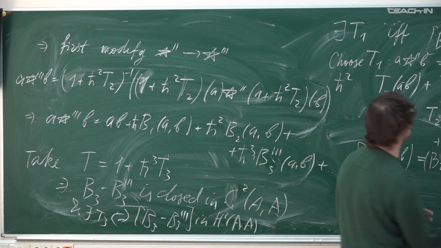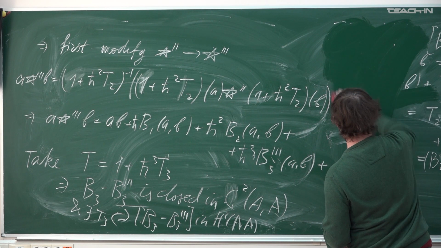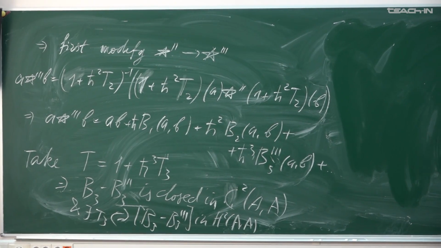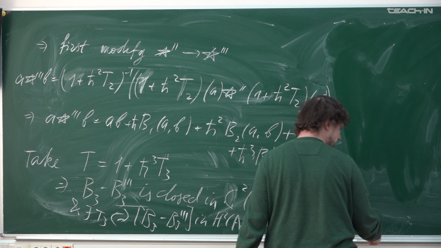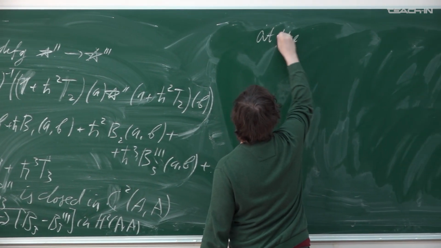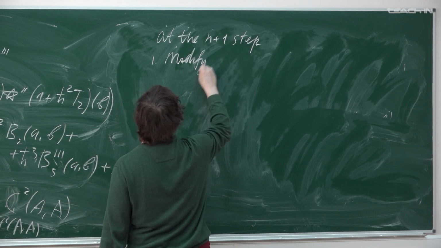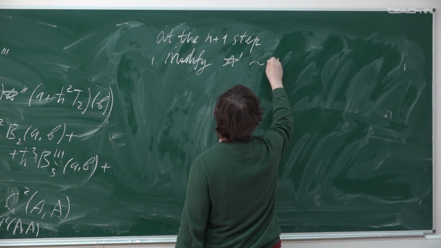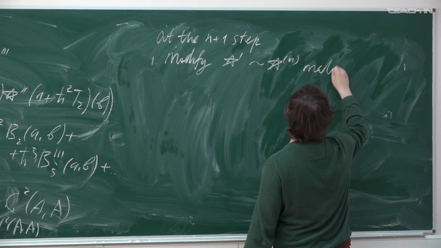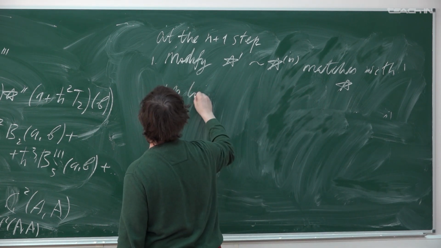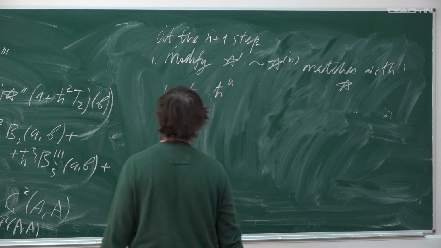So at the nth step, we first modify the star product so that the new star product would match the given star product up to degree n. It will match with the original star product up to degree n. So at the n plus first step, first modify the star product so that star n matches with the given star product up to h bar to the power n, including h bar to the power n.